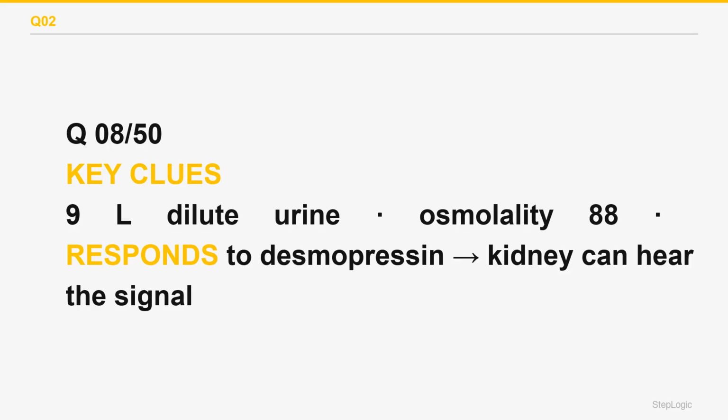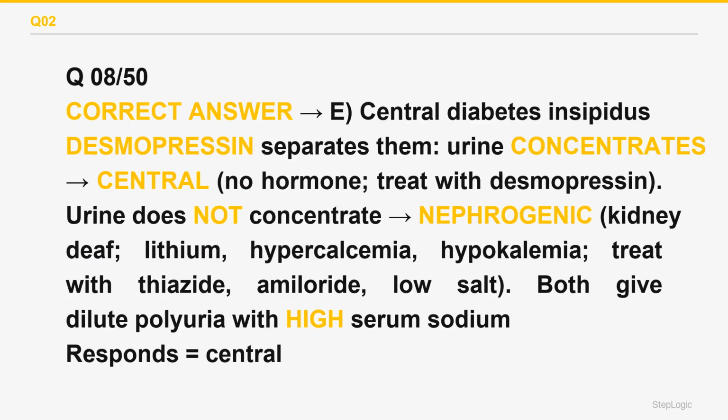Central diabetes insipidus from trauma, surgery, tumor, or autoimmune destruction. If the urine does not concentrate, the hormone is present, but the kidney cannot respond. Nephrogenic diabetes insipidus from lithium, hypercalcemia, hypokalemia, or an inherited receptor defect. A rise from 88 to 620 is a clear response, which excludes choice A. The correct answer is E.